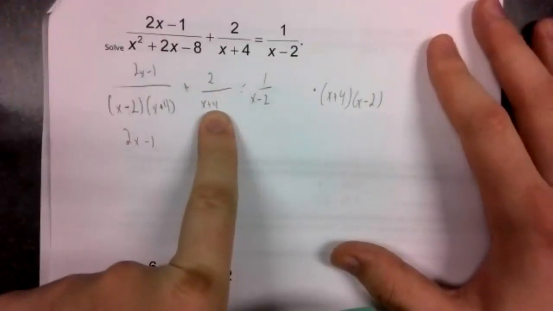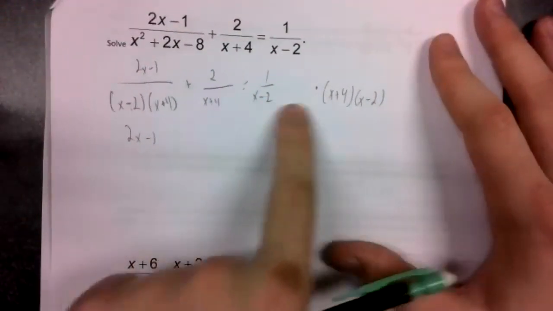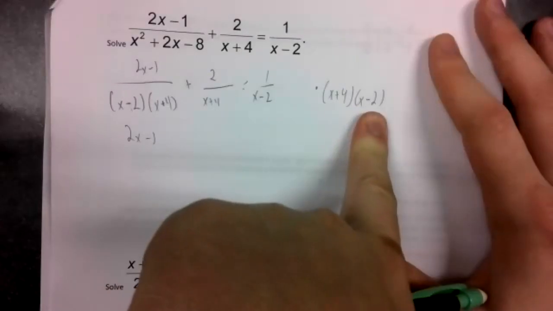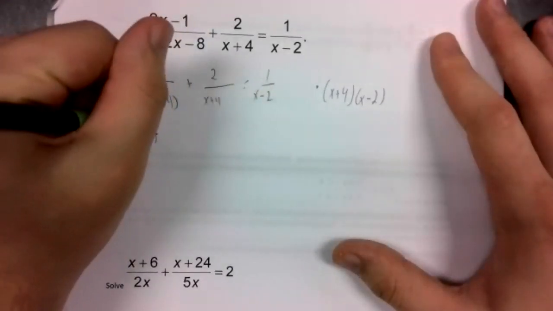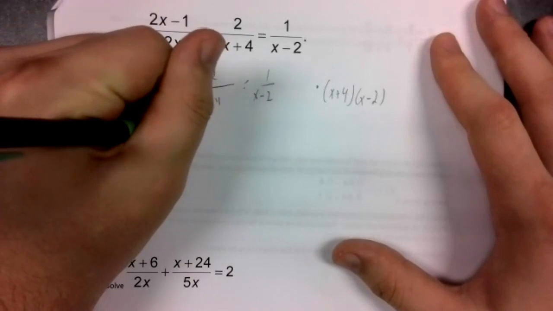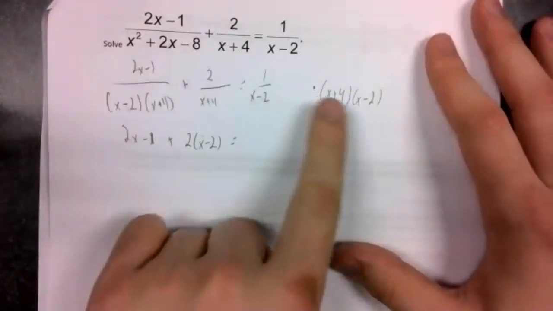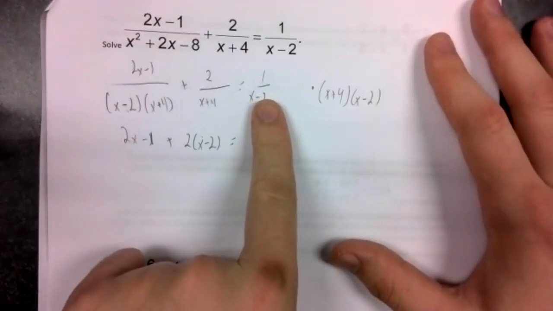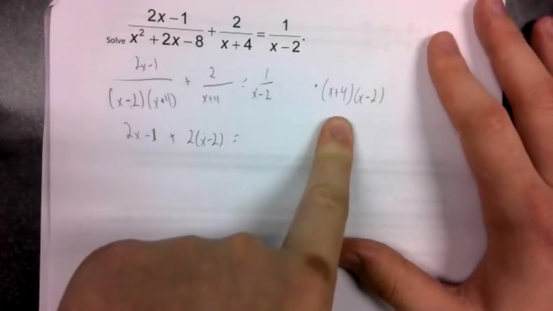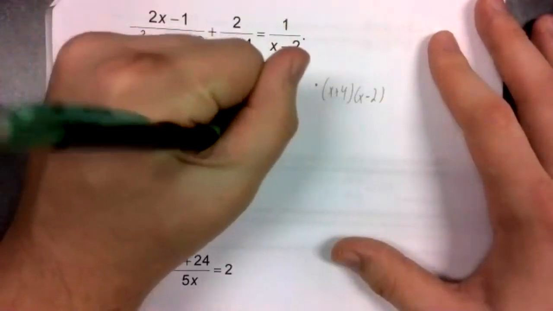And if I multiply this by x plus 4, x minus 2, the x plus 4's cancel, and we just end up with an x minus 2. So we get this plus 2 multiplied by x minus 2. And then on the right side, if we multiply by x plus 4, x minus 2, the x minus 2's cancel, and we just have an x plus 4 left over. So 1 times x plus 4.